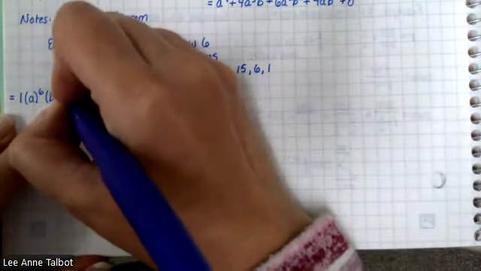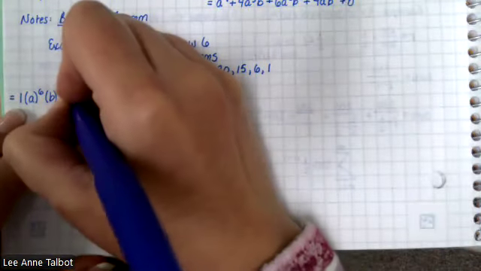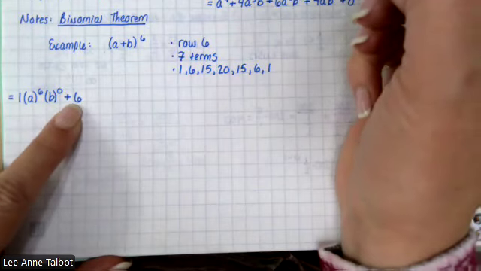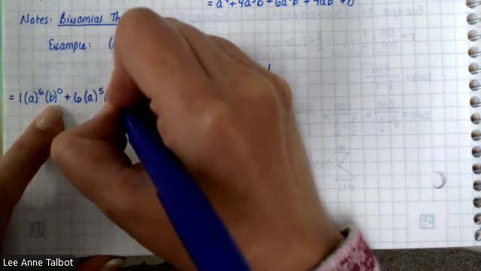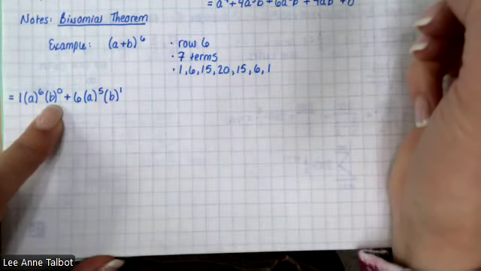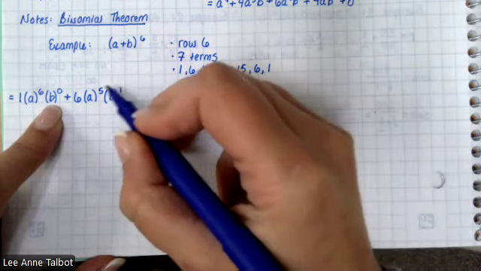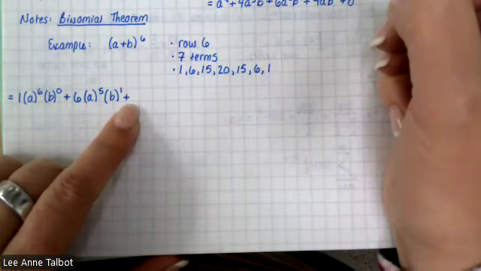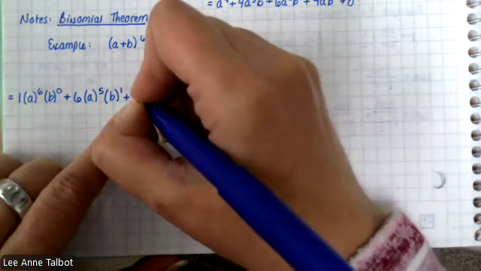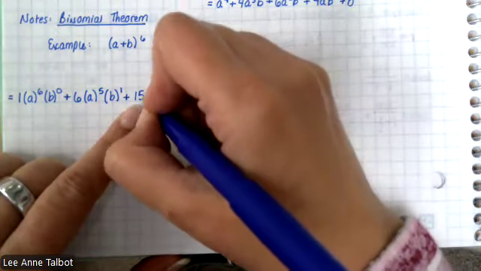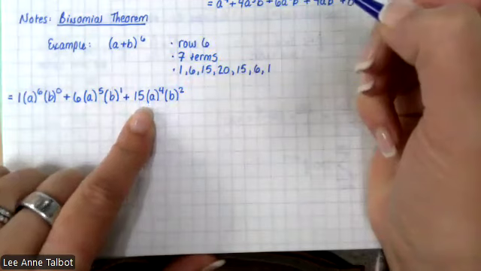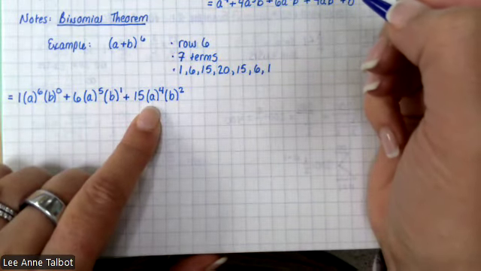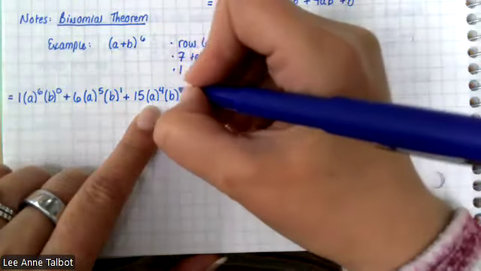Okay. Plus. Okay, 6 is my next number in my list. Front seat goes down a power. Back seat goes up a power. Notice my exponents add to 6. Okay, plus what number comes next? Yeah, you're both right. Okay, so front seat down a power. Back seat up a power. Notice those add to 6.